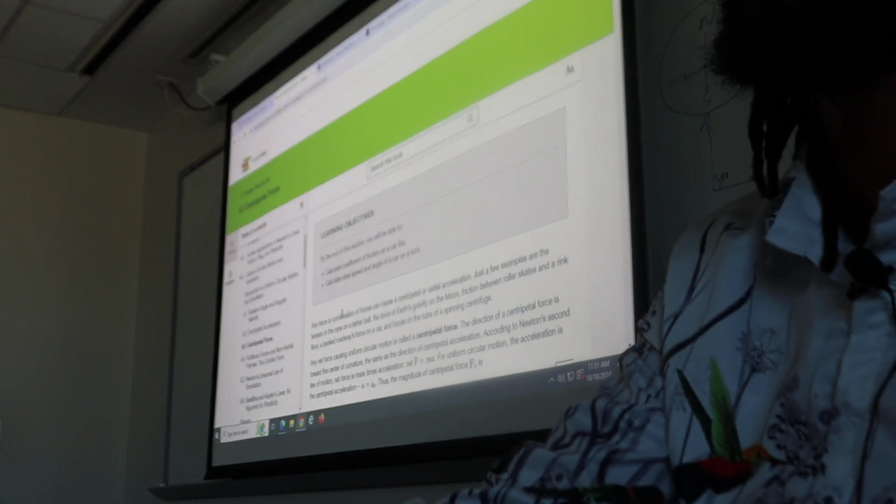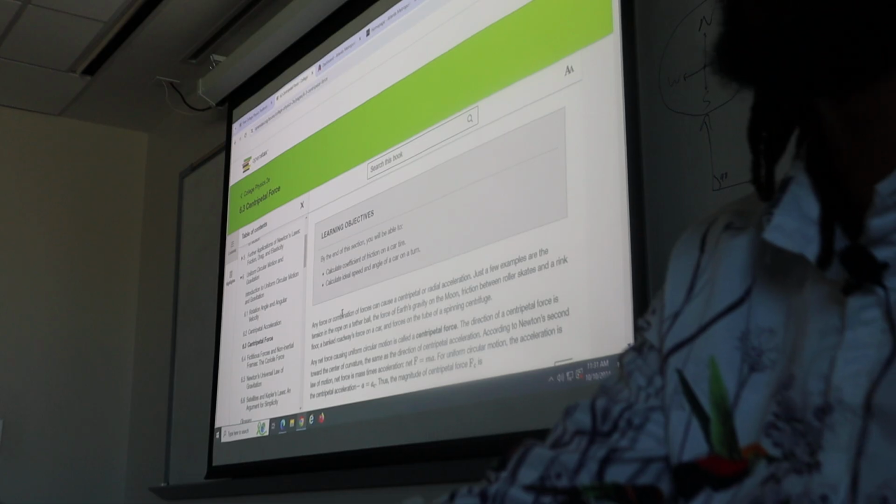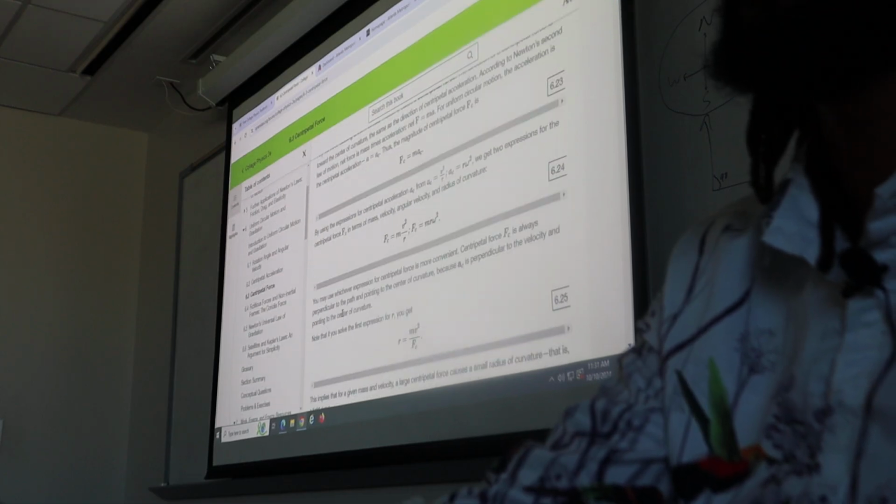Calculate the coefficient of friction on a car tire. Calculate ideal speed and angle of a car on a turn.